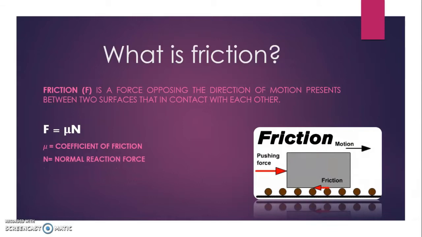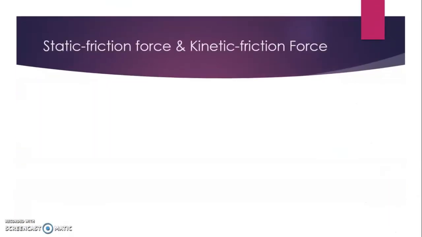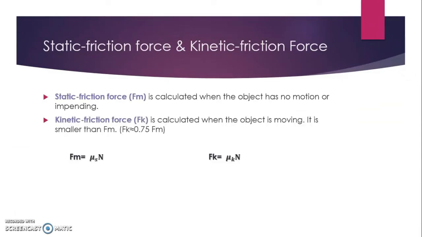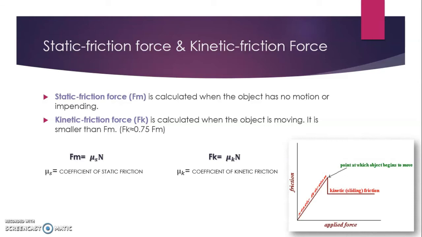The coefficient of friction can later be separated into two kinds: the coefficient of static friction force, with the subscript s, and the coefficient of kinetic friction force, with the subscript k. Both are different. Static friction force is calculated when the object is not moving or is on the verge of motion, while kinetic friction force applies when it is moving. When the object is moving, it is no longer affected by static friction force, but just by constant kinetic friction force.